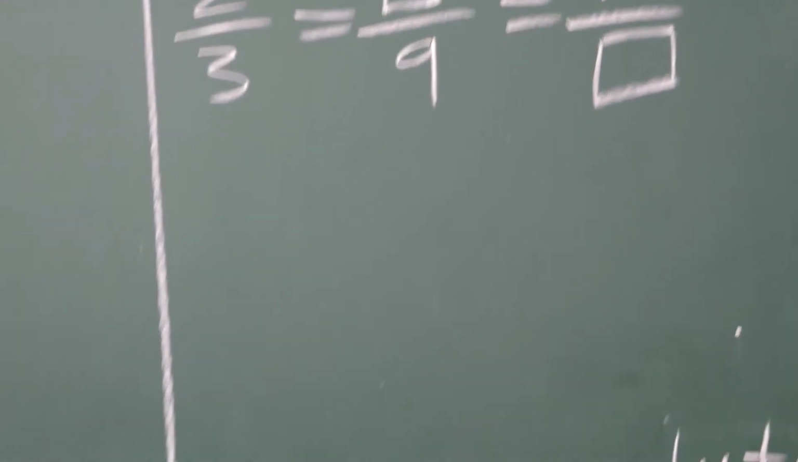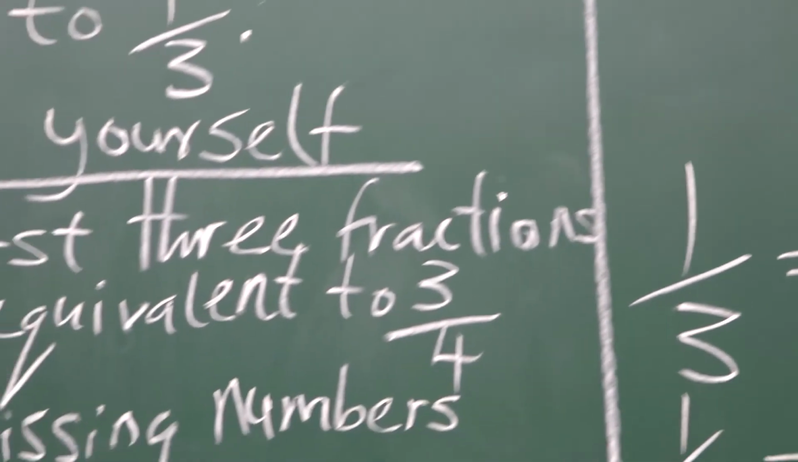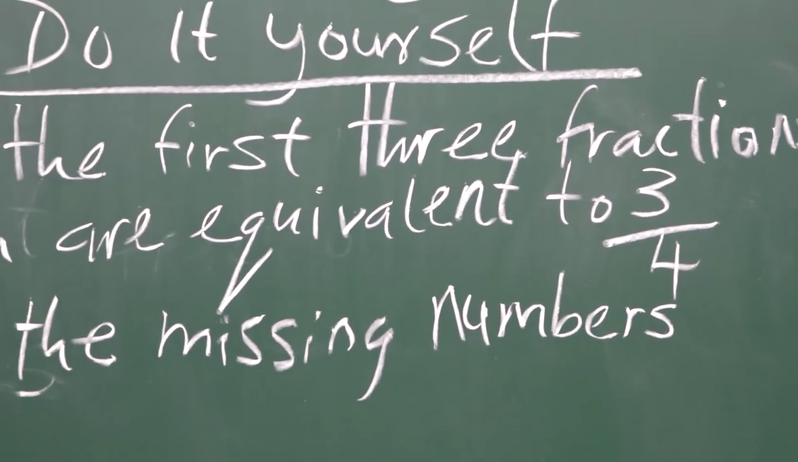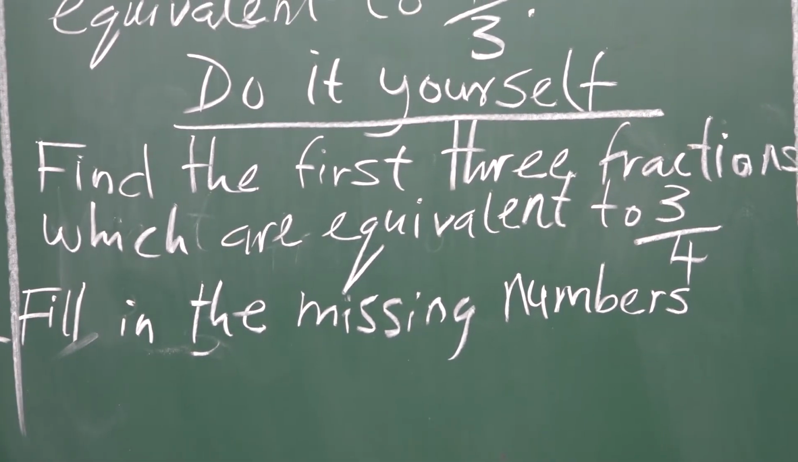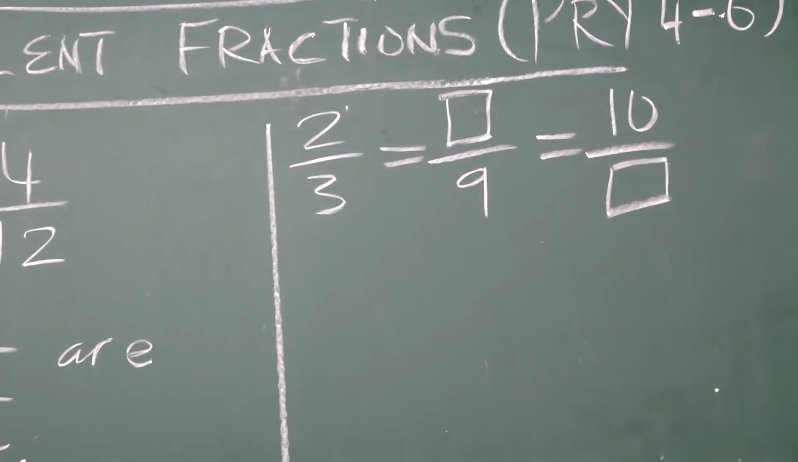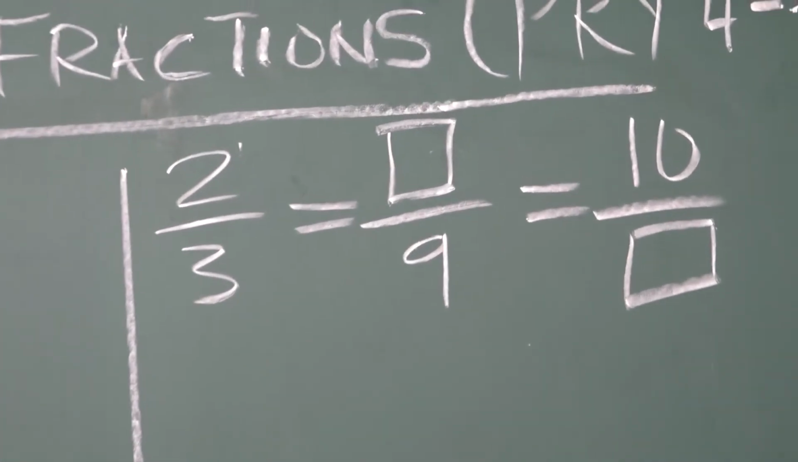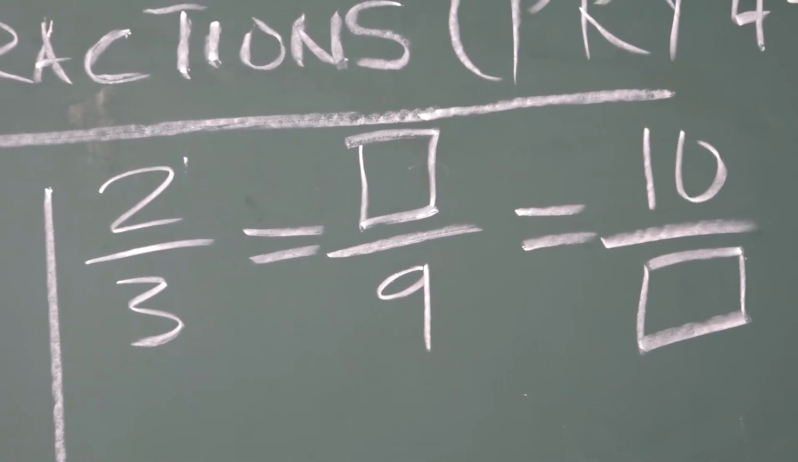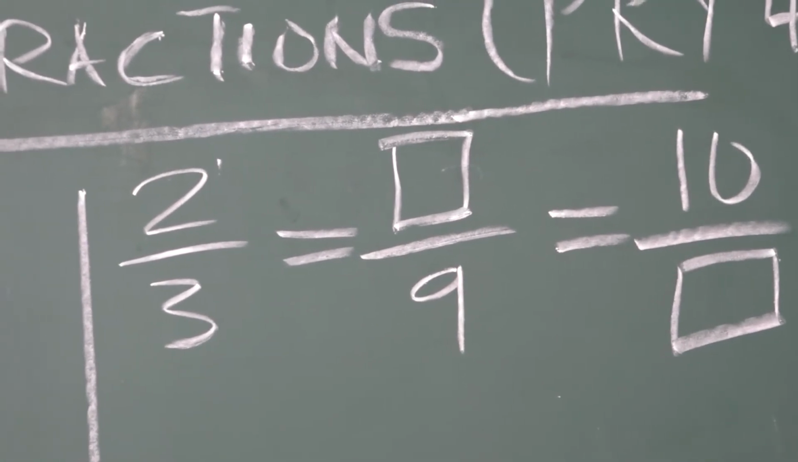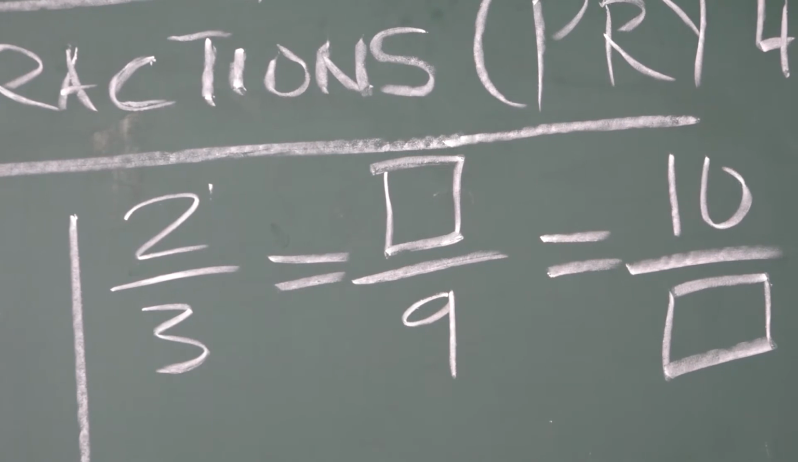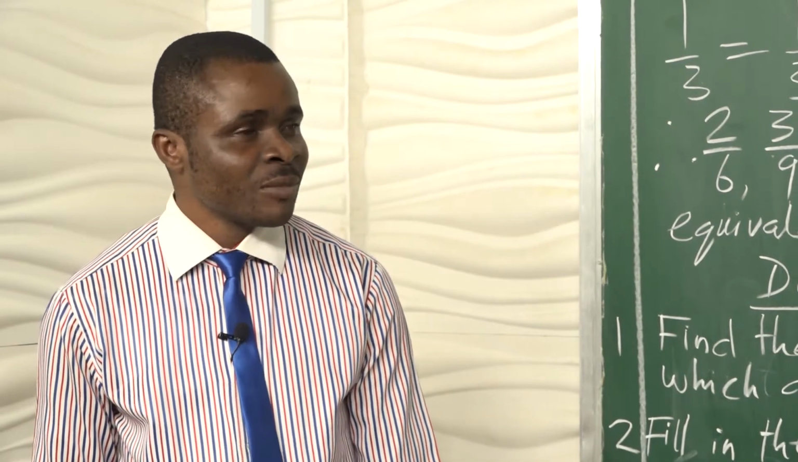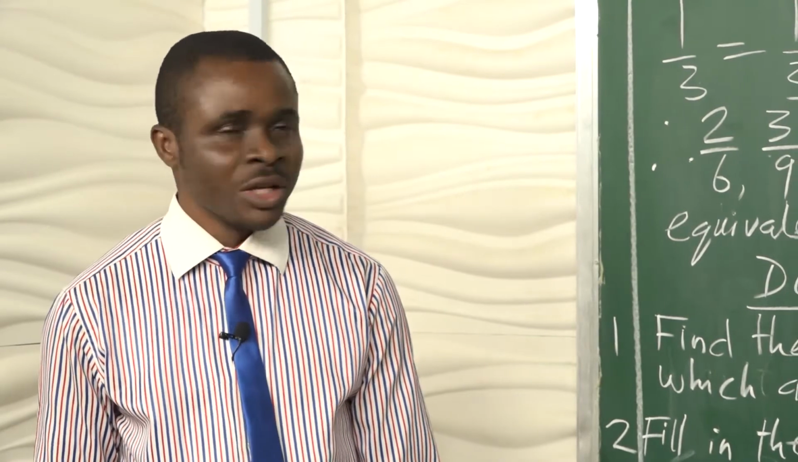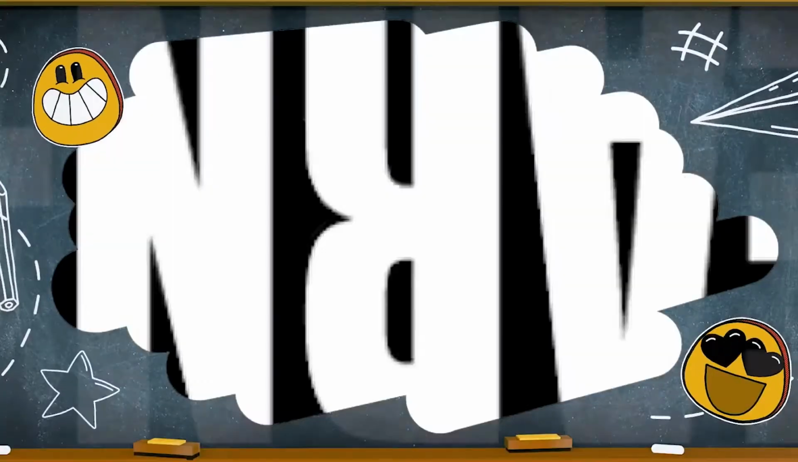Find the first three fractions which are equivalent to 3 over 4. And secondly, fill in the missing numbers. You have 2 over 3 equal to a box over 9. You have to look for the number that should be inside the box because this is an equivalent fraction. Then 10 over box. You have to look for the number that should be inside the box. We'll take a break, and when we come back from the break, we'll look into this. Thank you.